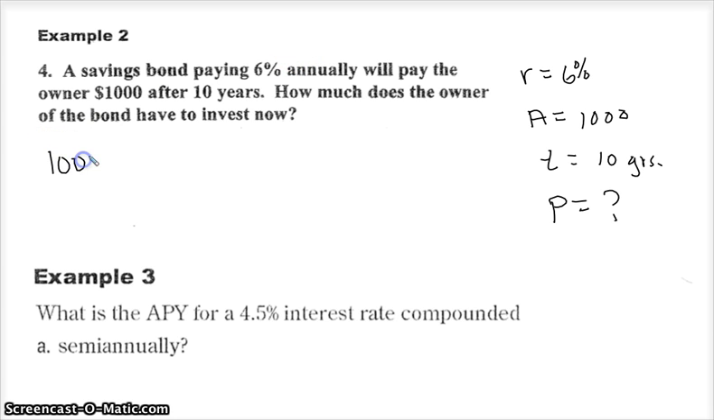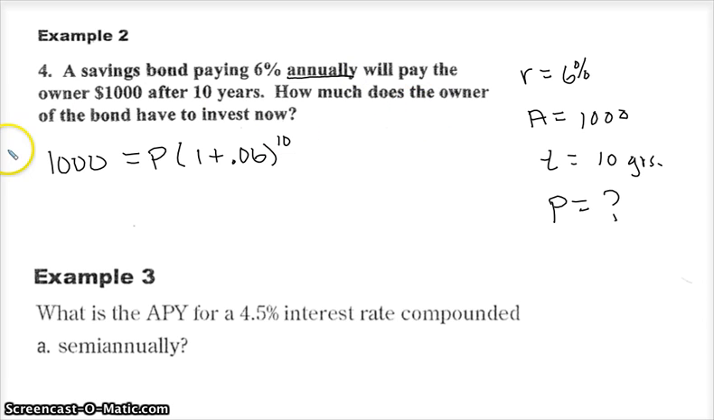I've got 1,000 equals P times 1 plus my rate, which is 0.06, raised to the 10th power. Now I'm using just the annual compounding rate because it says it is compounded annually.